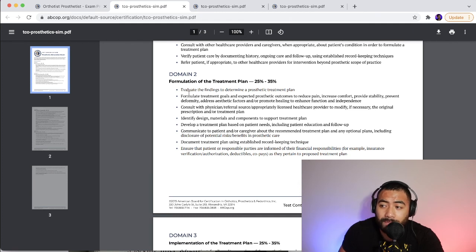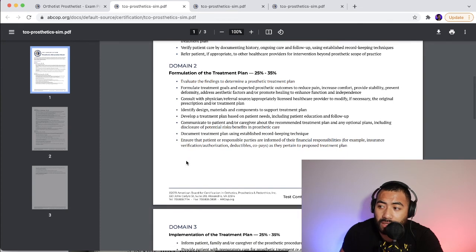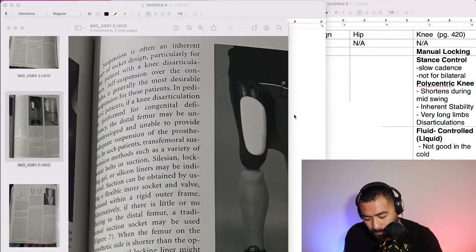On this part, it talks about evaluating, formulating, consult, identify, design materials, components, develop treatment plan, communicate to the patient and or caregiver, document treatment plan, ensure patient's responsibility, and inform their financial responsibility. So it's the same stuff that you would normally do in your clinic. So let's go through how we're going to be able to answer these questions quickly here.